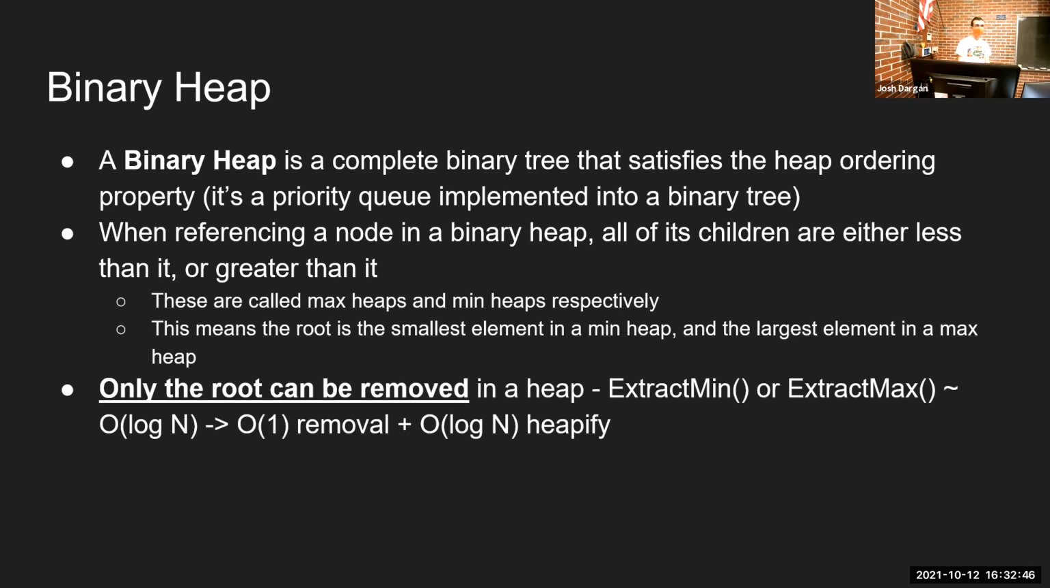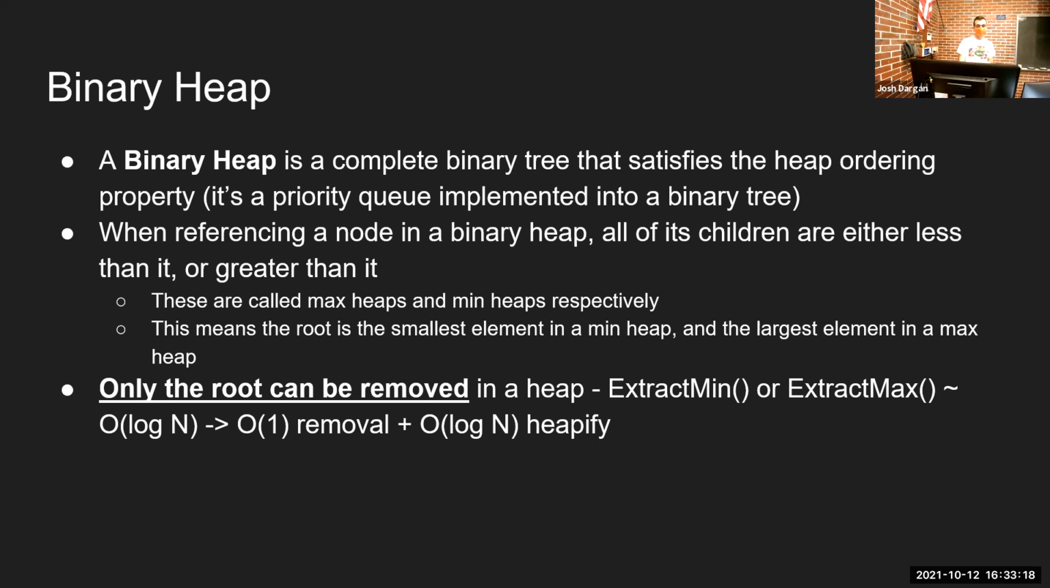So the binary heap ensures O of 1 extraction of the element with the highest priority, whatever you're using to determine the highest priority. And this is an example of a data structure that doesn't have O of log n searching. It doesn't usually support searching through the heap.